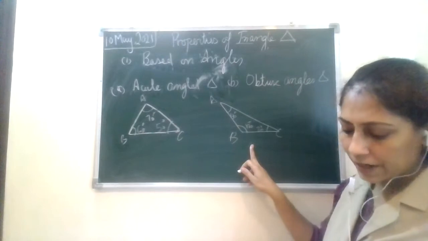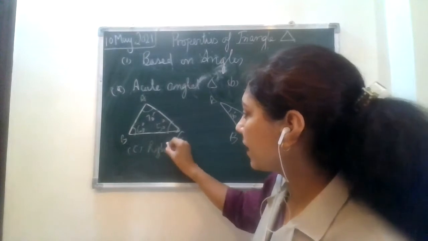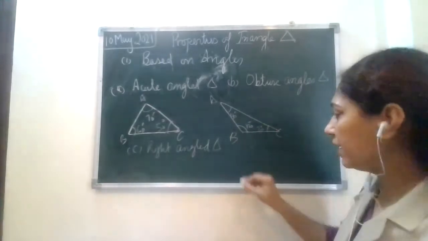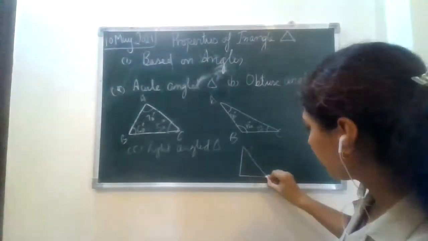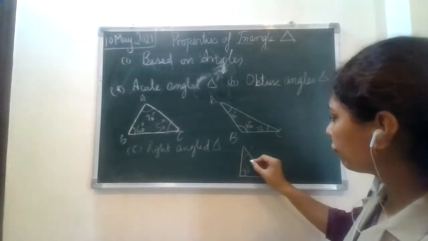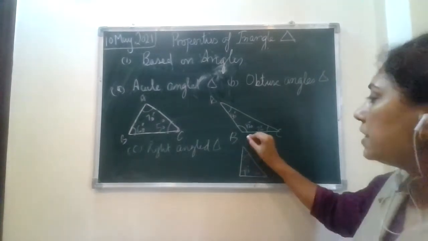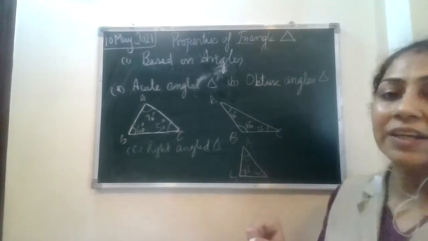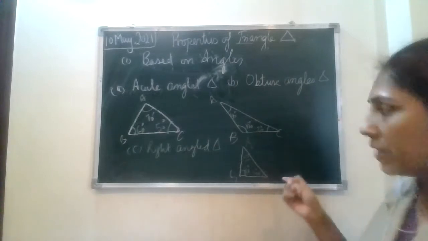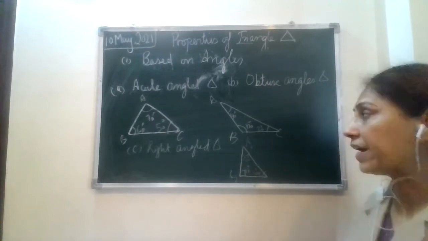The third is your right angled triangle. And right angle is your 90 degrees. So this is your 90 degrees, another one could be your 50, and the other 40 degrees. And there is one more type of triangle: when the equilateral triangle is there, it's 60 degrees, all the angles are equal. Basically, these three types of triangles are there: acute angle, obtuse angle, and right angle triangle.